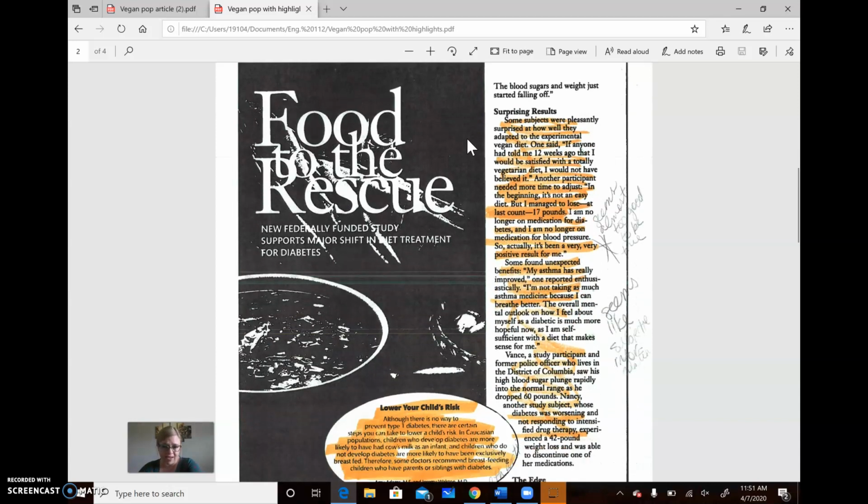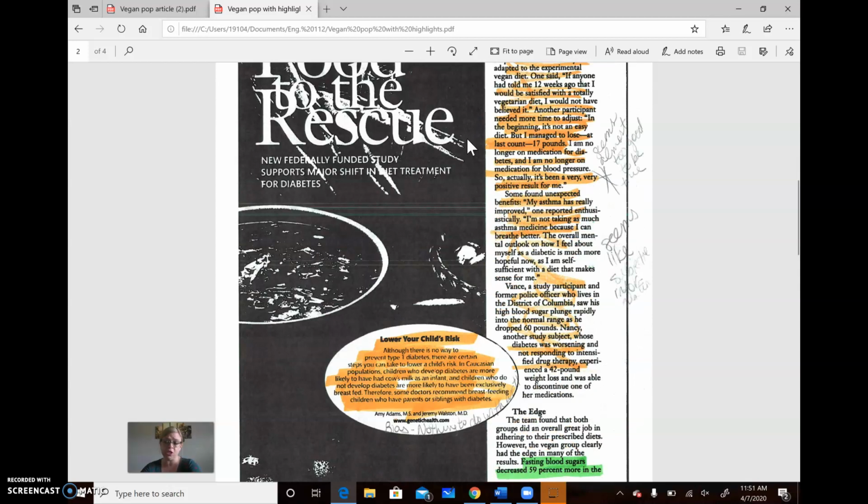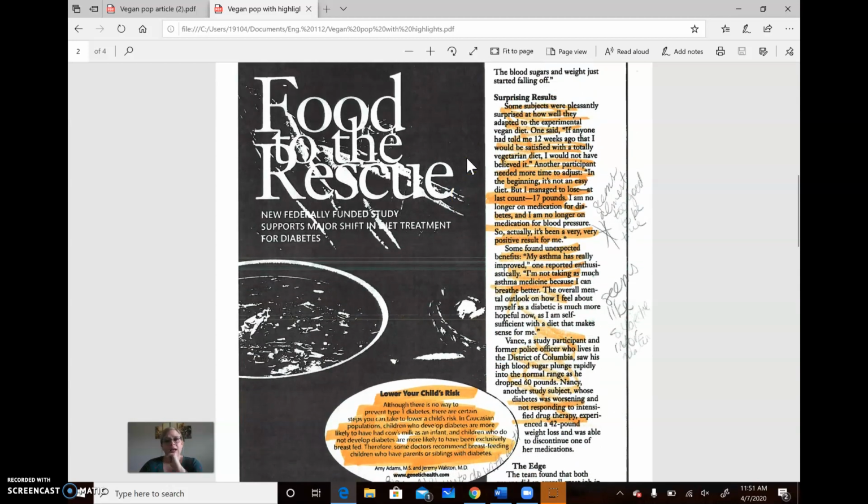Okay, so then I go to the next page, and you might say to yourself, whoa, holy orange. That's pathos, remember. And so I want you to look at this and understand why I marked it the way I did. So to me, they have a couple people in here. The subjects were pleasantly surprised at how well they adapted to the vegan diet. One said, if anyone had told me 12 weeks ago that I would be satisfied with a totally vegetarian diet, I would not have believed it.